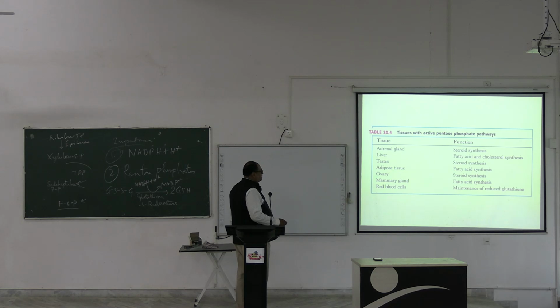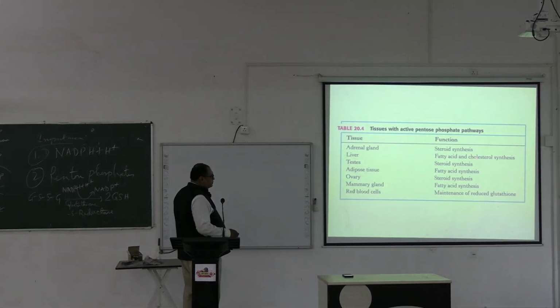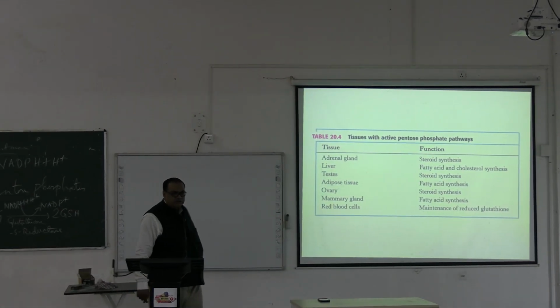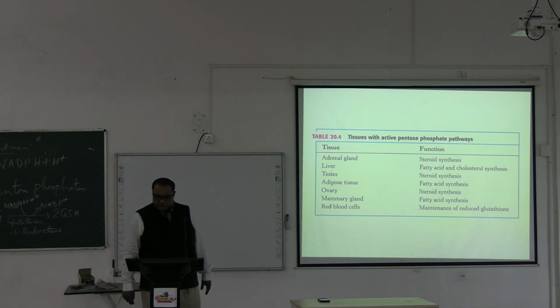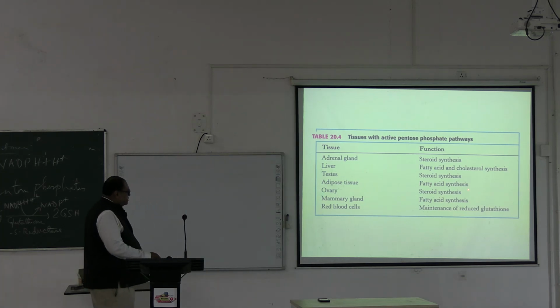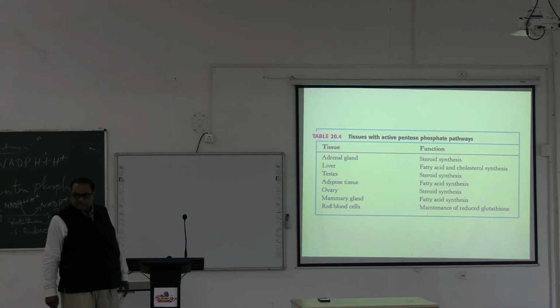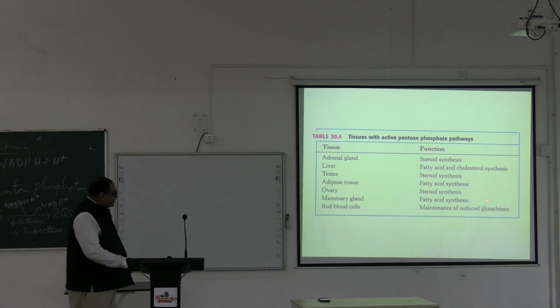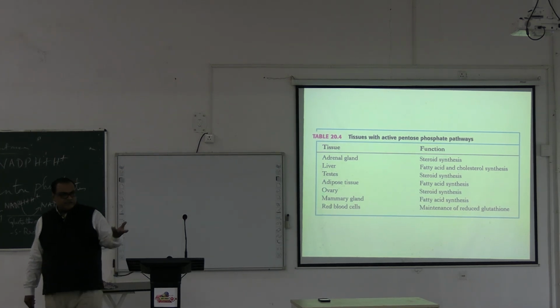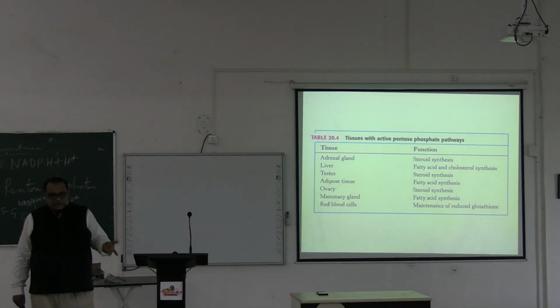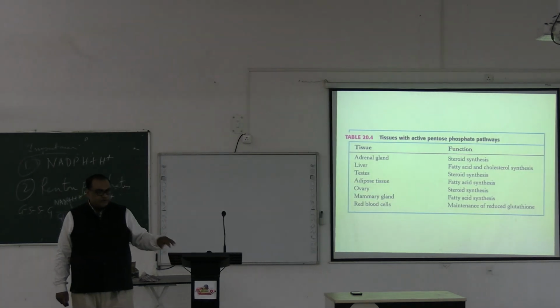Tissues with active pentose phosphate pathway. See, adrenal gland for steroids, liver for fatty acid and cholesterol biosynthesis, testes for steroid synthesis. Testis synthesizes what? Testosterone, androgens, right? Adipose tissue, fatty acid synthesis; ovary, steroid synthesis, estrogen, progesterone, all these steroids require NADPH. Mammary gland, fatty acid synthesis. Why? Because mother's milk contains fat. From where will the fat come? The mammary gland itself will synthesize the fat and introduce it in the milk.